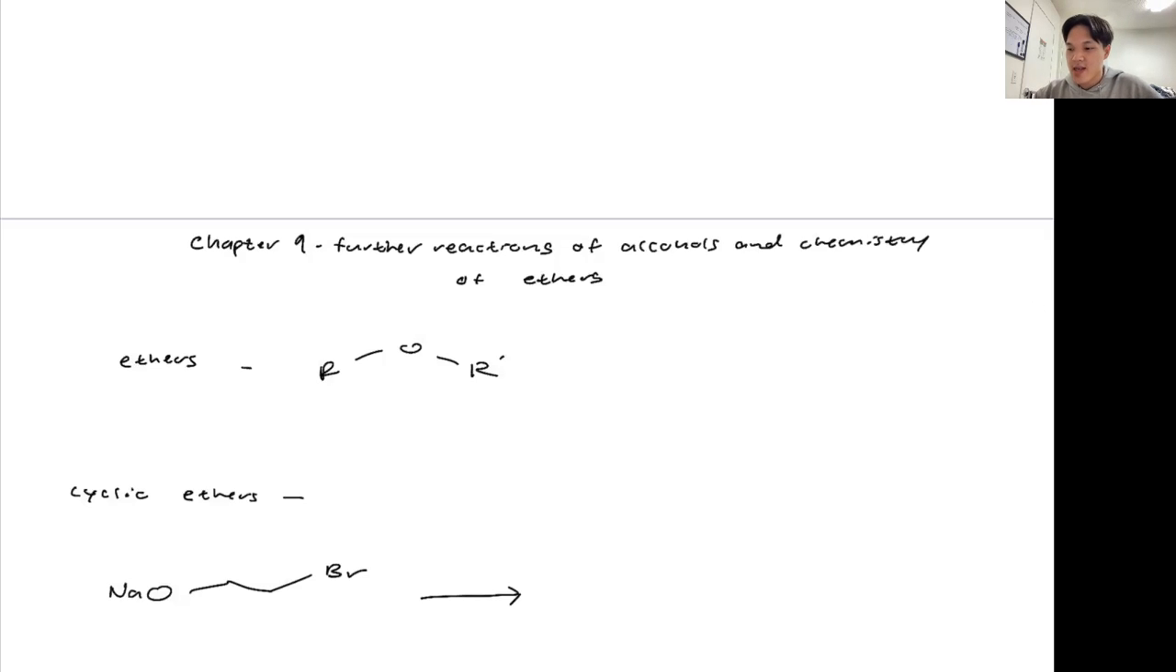Hey, hello everyone. This is going to be chapter 9, a continuation from our last chapter. This is called Further Reactions of Alcohols and Chemistry of Ethers. So in the last video, you learned how to synthesize ethers, these ROR compounds. You can either do it through SN1 or SN2 ways, and they have very specific chemistry.